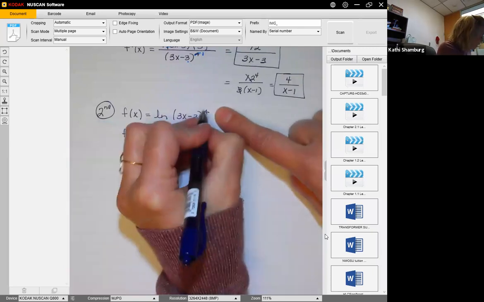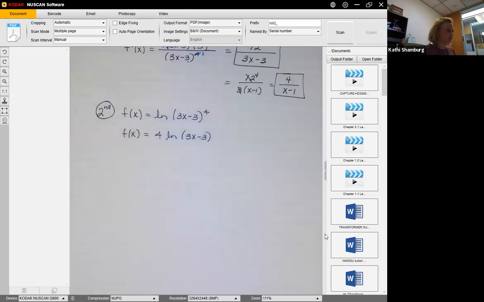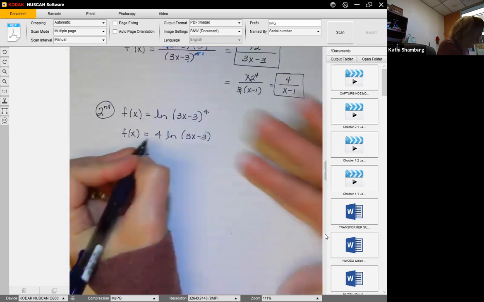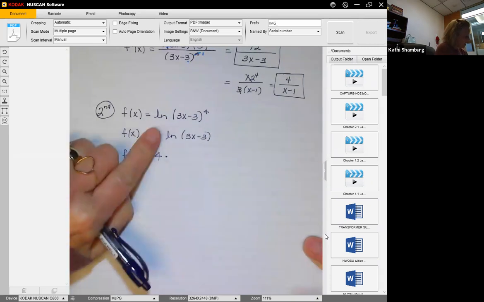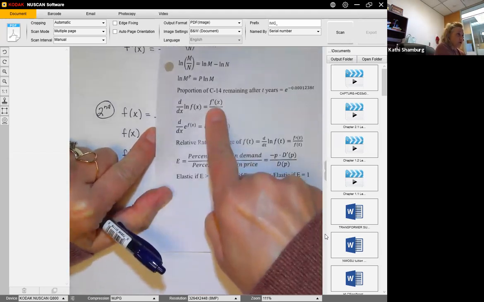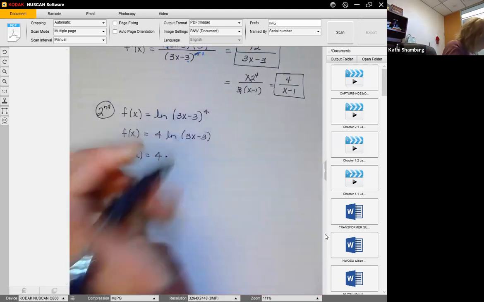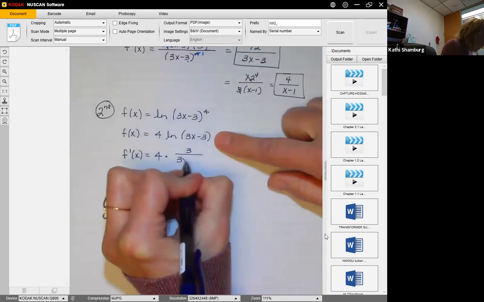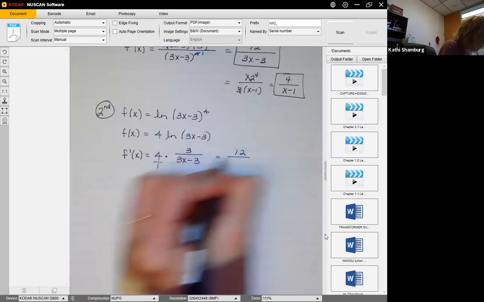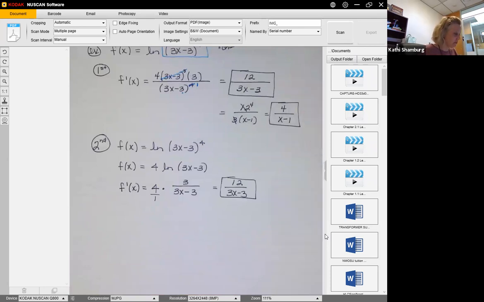So what I can do is rewrite that by bringing that 4 out front, and then I would have natural log of 3x minus 3. Now I'm going to take the first derivative. This 4 is just a constant that stays there. Then we take the derivative of this, so your numerator will be the derivative of f of x. I'm going to take the derivative of 3x minus 3, which would just be 3, over the function 3x minus 3. And of course, we know 4 is the same thing as 4 over 1. So my numerator would be 4 times 3, which is 12. My denominator is 3x minus 3. So as you will see, regardless of which method you use, we get the same correct answer.